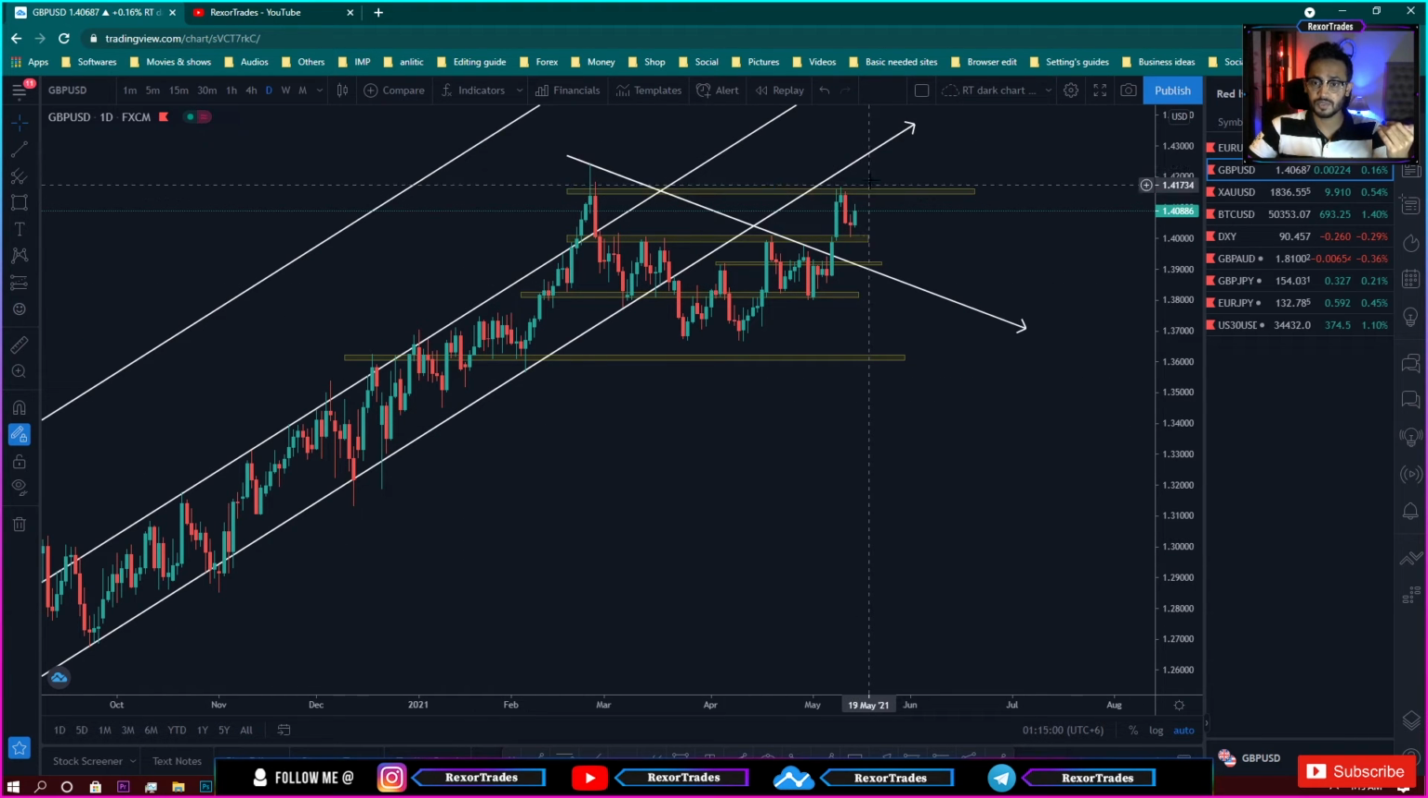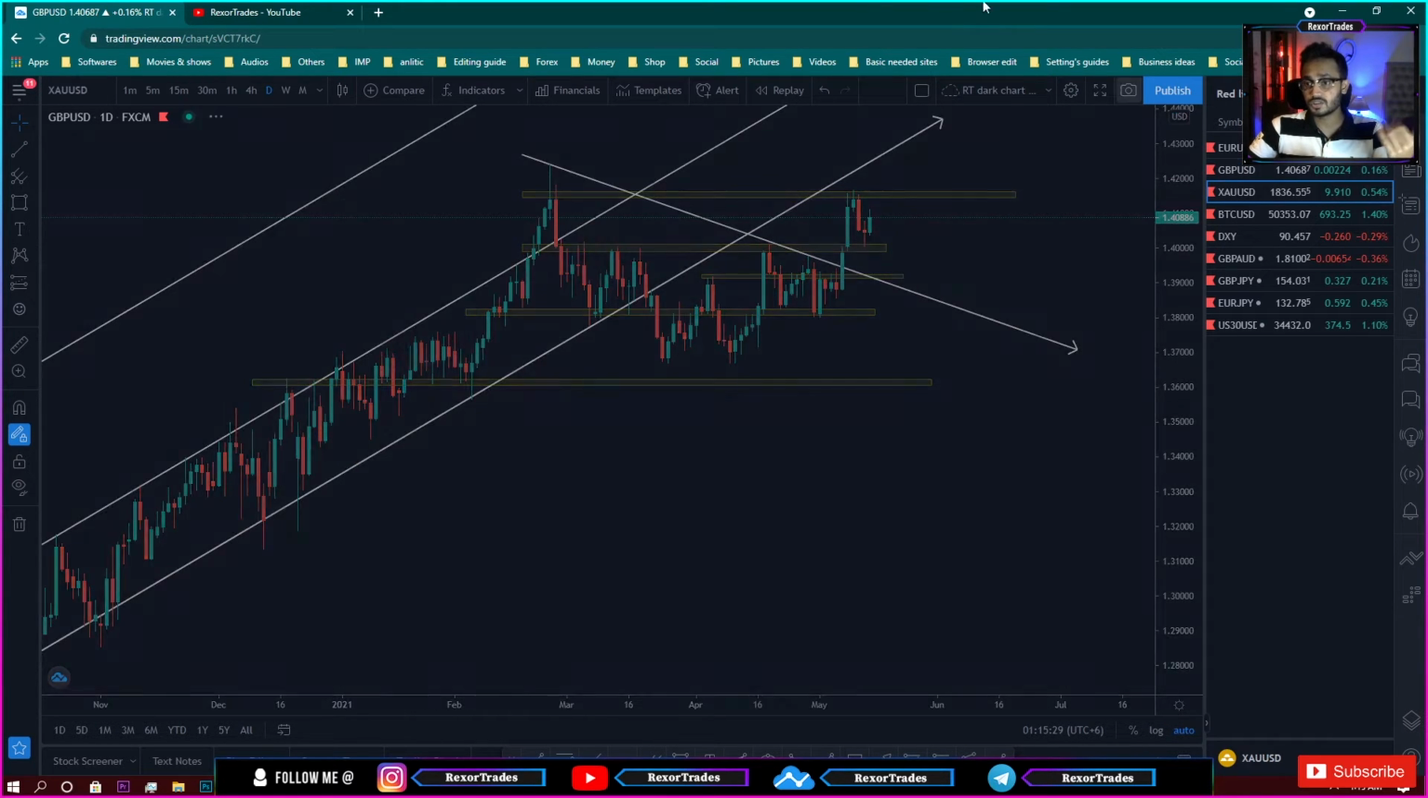So the chance of GBPUSD going even further up, if it breaks and closes above this zone, is pretty high. Now we're gonna go towards the gold chart.